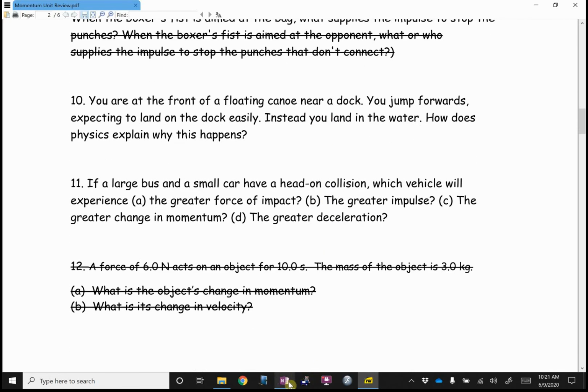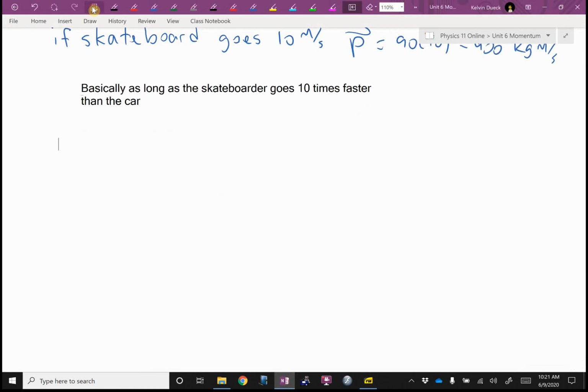Number 10, one of my favorites, just because I've seen it happen so often when I used to work at a summer camp.